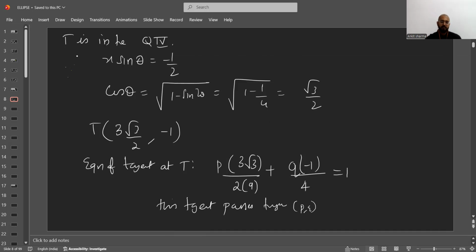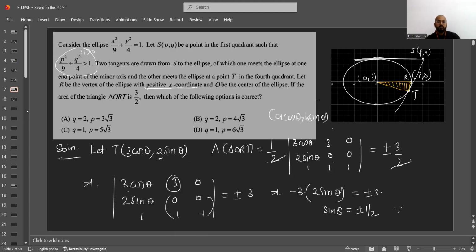Once I plug in P and Q here, I can cancel 3 and 3, and I'll have P root 3 over 6, minus Q over 4, which turns out to be 1. So now I can directly look at the options and see which option is correct. Q is 2, P is 3 root 3. Let's go for this option.